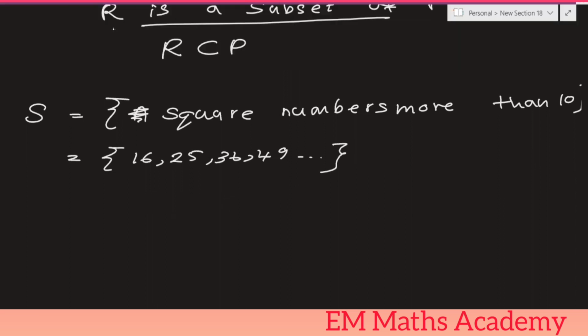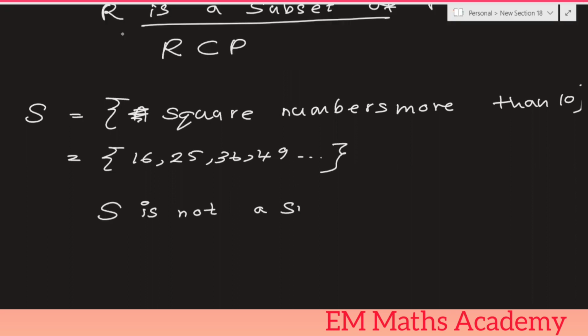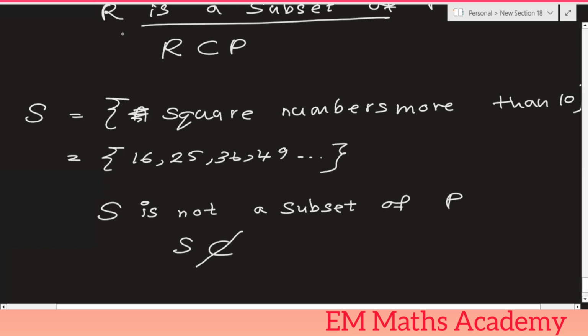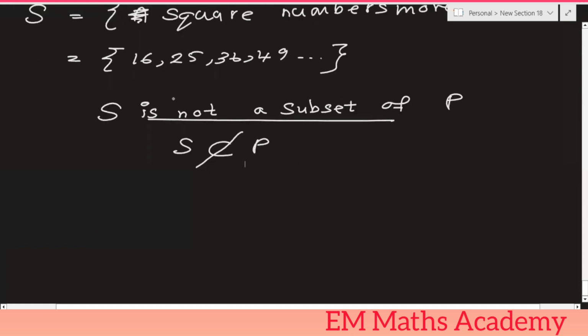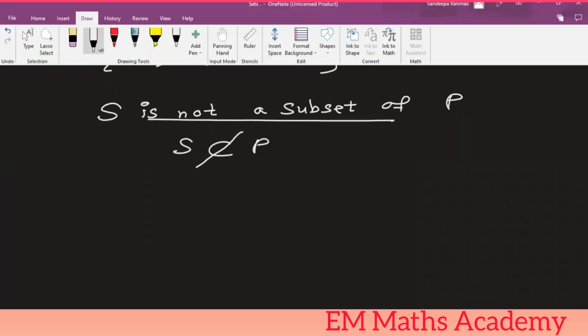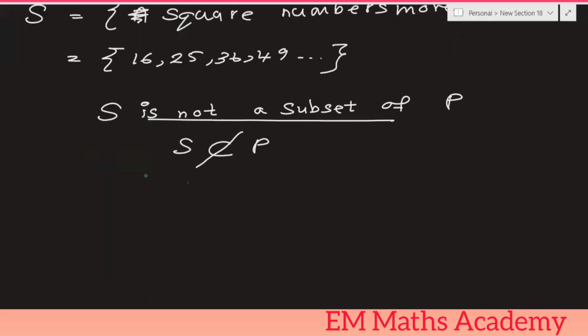So we can say S is not a subset of P, and we denote it by striking through the subset symbol. If it says "is not", we cross it out. This is about subsets. Now, there are many subsets that we can write, so we should be able to count them, the number of subsets.